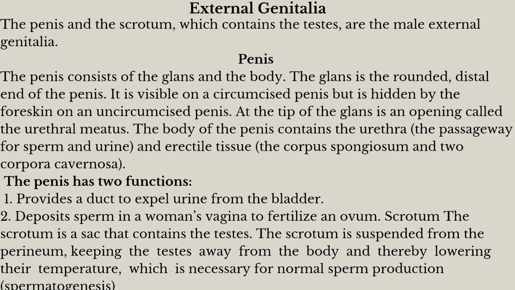The body of the penis contains the urethra, the passageway for sperm and urine, and erectile tissue, the corpus spongiosum and two corpora cavernosa. So, as we discussed, the penis has two functions. The first is that it provides a duct to expel urine from the bladder. And the second is that it deposits sperm in a woman's vagina to fertilize an ovum.